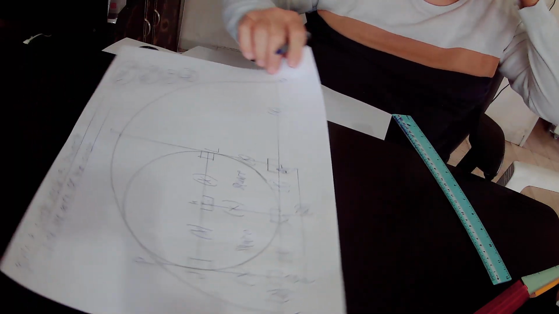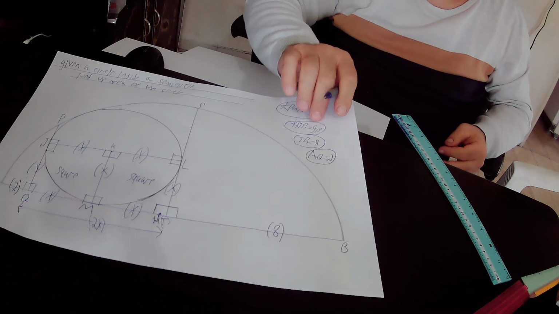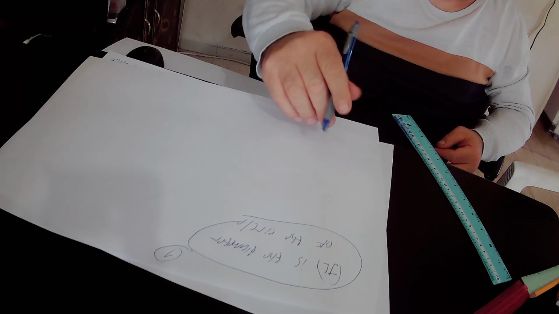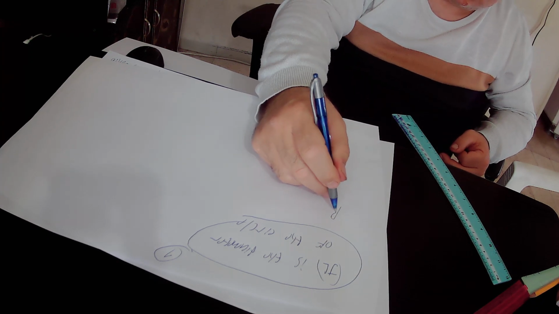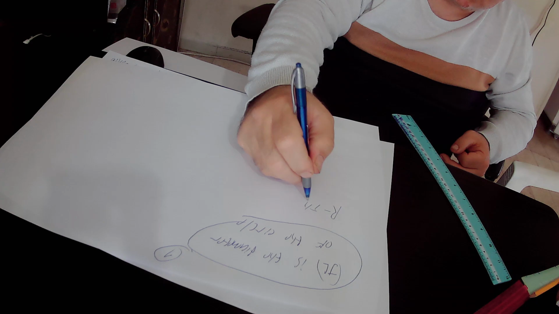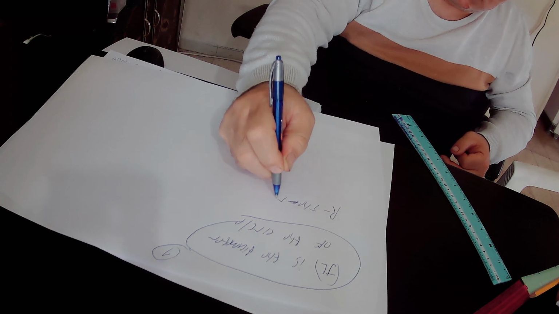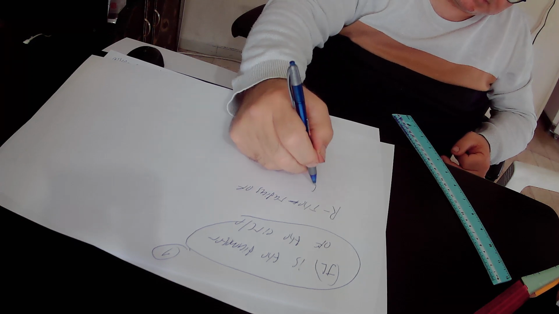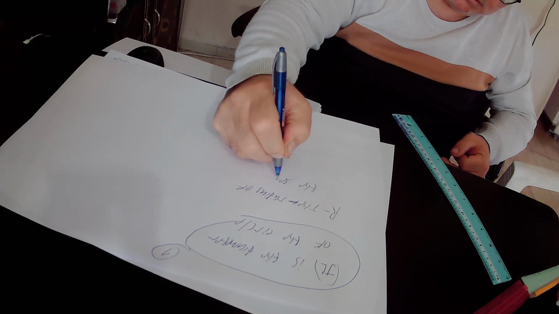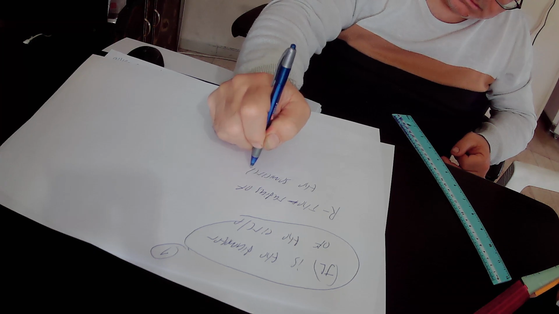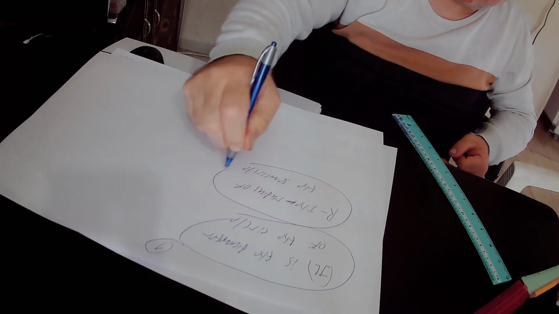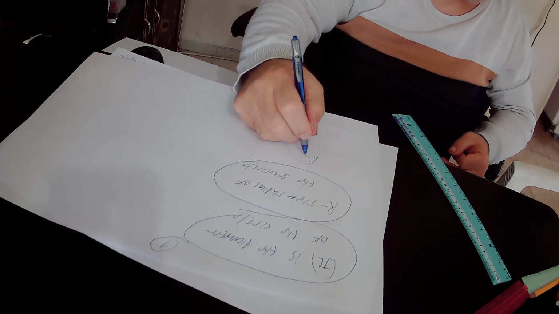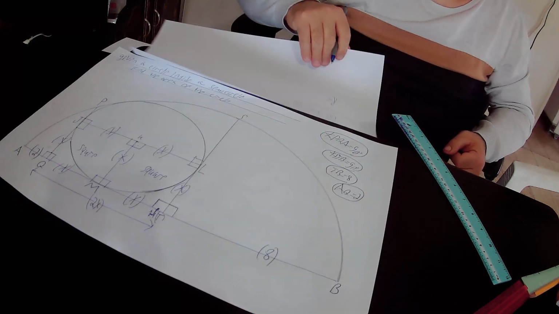What is the radius of the big semicircle? We will define the radius of the big semicircle as capital R. But what is the value of capital R? What is exactly the value of the radius of the semicircle?